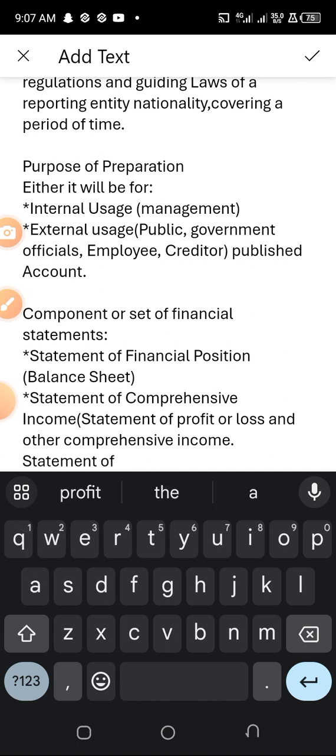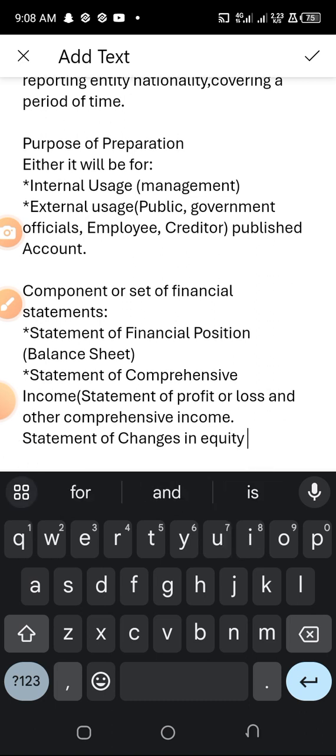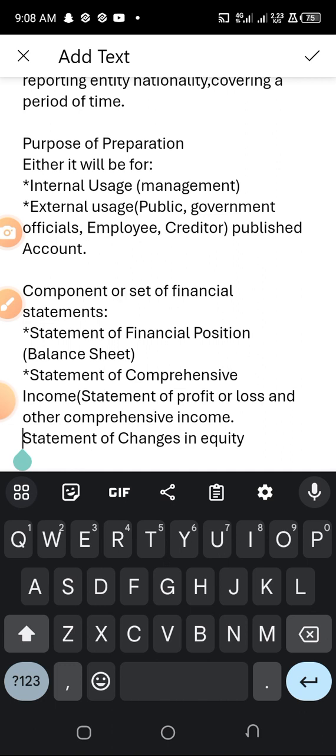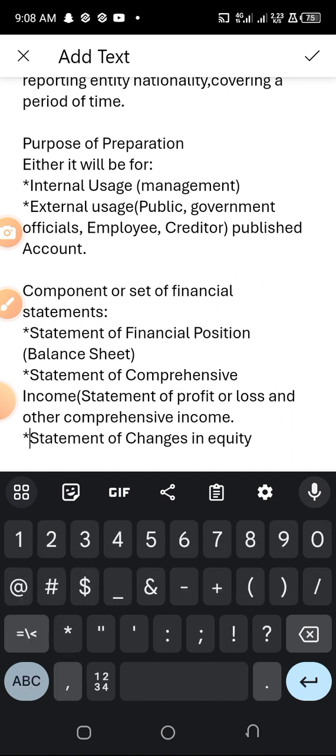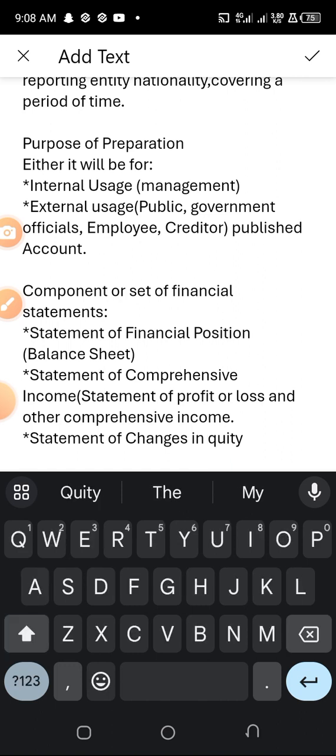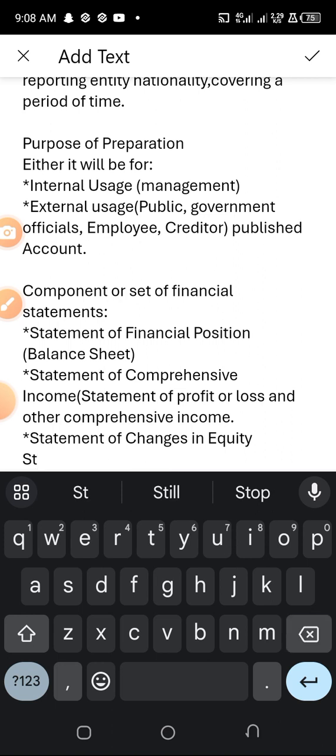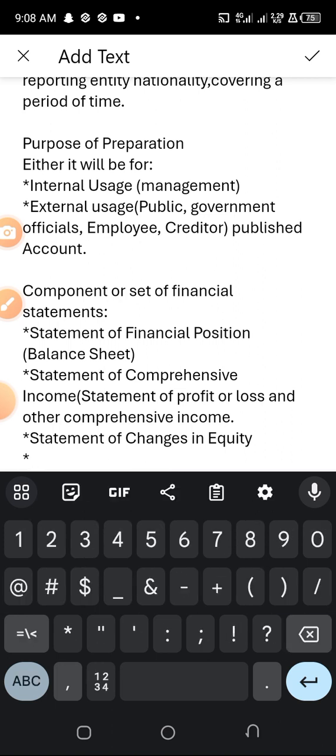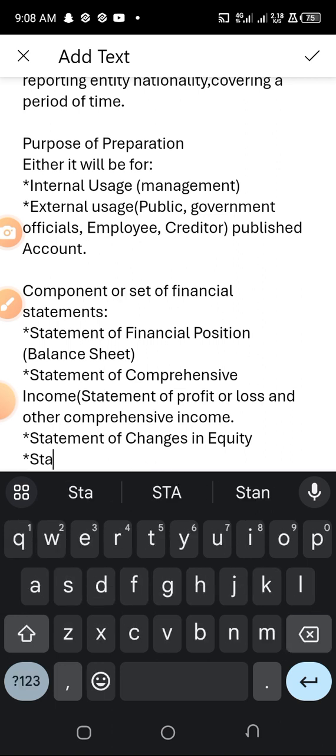The third one is the statement of changes in equity. Then after this one we have what we call the statement of cash flow. So all of these.